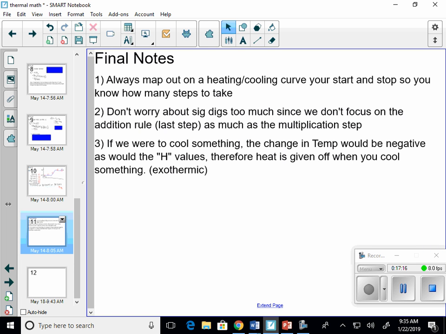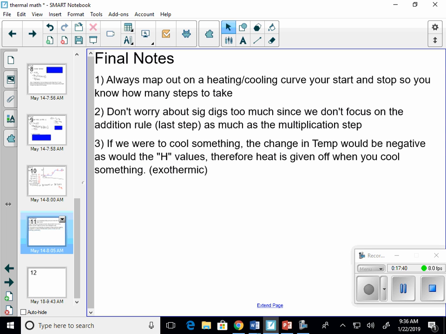A few reminders I have. Whenever you do this, map it out. Start and finish. However many twists and turns you do on that graph tells you how many steps you have to make. Second one, a reminder, sig digs. We are going to be relaxed on sig digs for thermal chemistry.